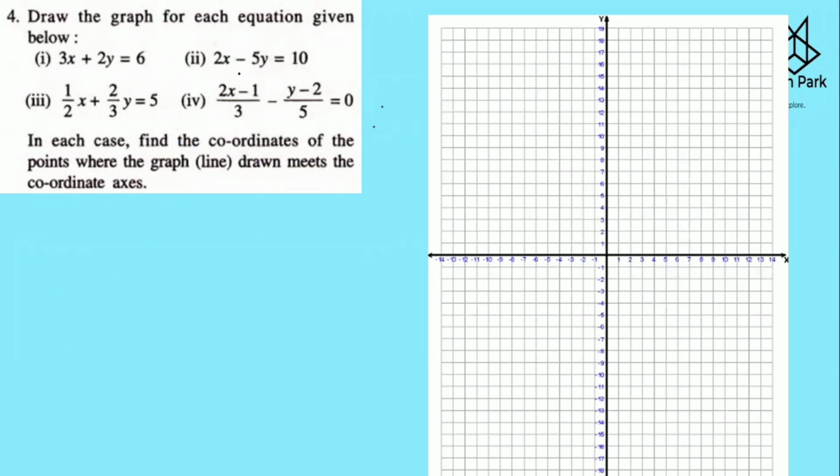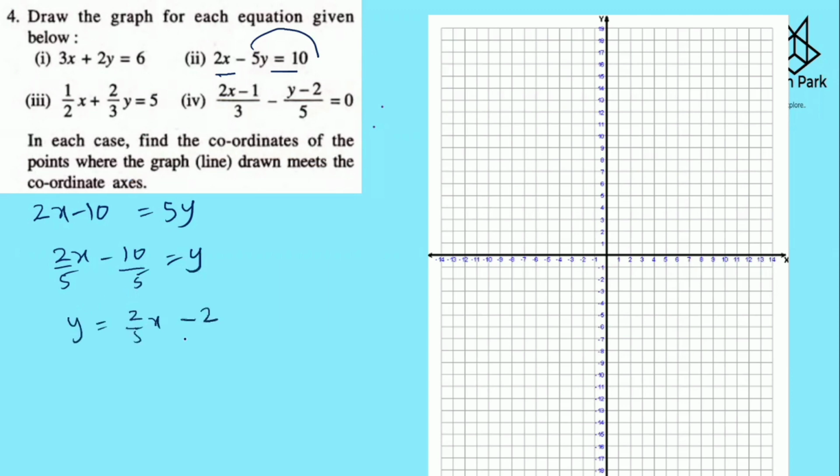The second one, we have 2x minus 5y is equal to 10. Let us take minus 5y here. So you get 2x minus 10 is equal to 5y. Or you get 2 by 5x minus 10 by 5 is equal to y. So you get y is equal to 2 by 5x minus 2. So if you put x is equal to 0, you get y is equal to minus 2.